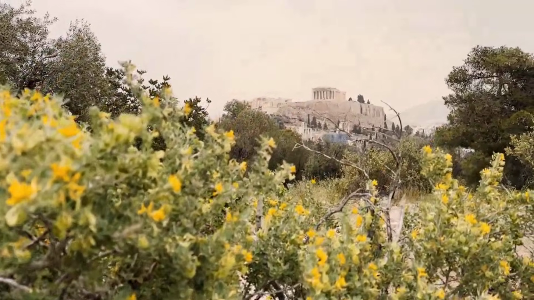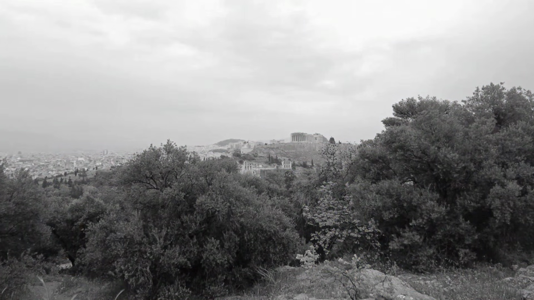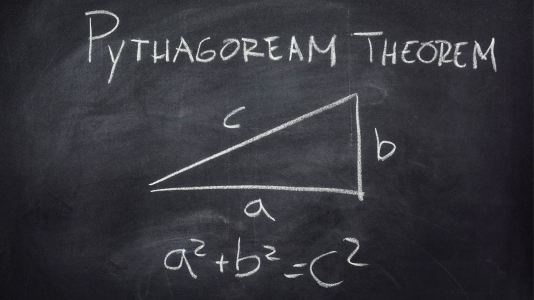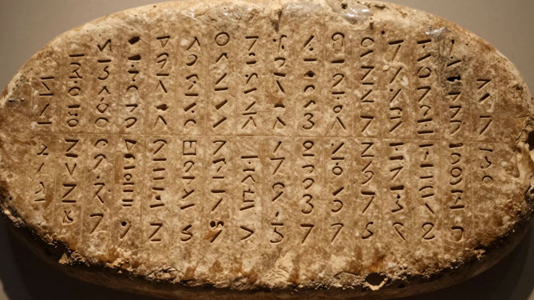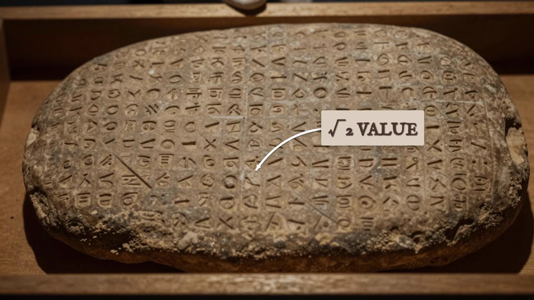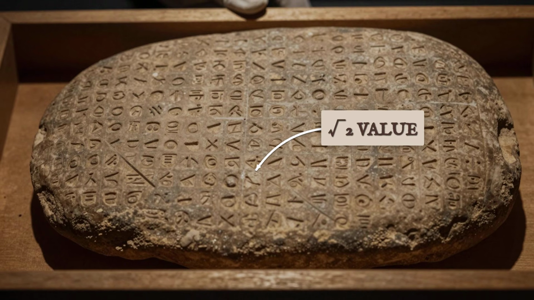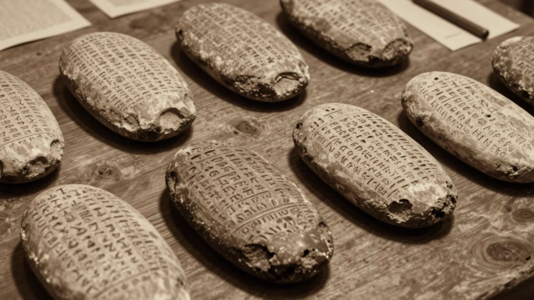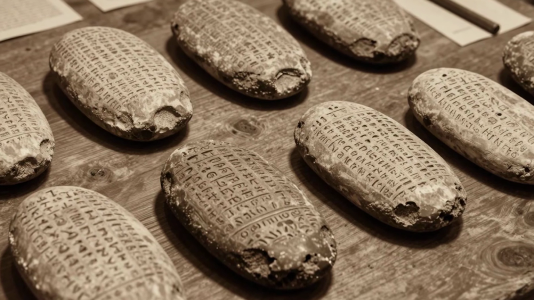What is provable is that the mathematical results the Greeks called theirs were Babylonian property 1,200 years earlier. The Pythagorean theorem, the systematic approximation of square roots, place value sexagesimal notation, Pythagorean triples, all attested on clay tablets from the time of Hammurabi.